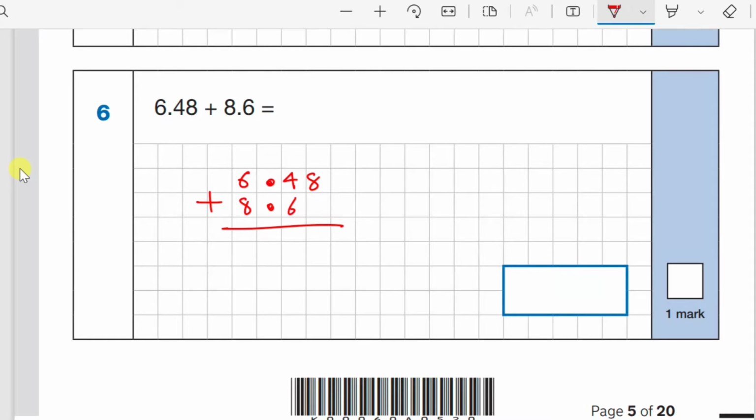Now then we just fill in the blanks with zeros. So we've got 8 plus nothing is 8, and just put decimal point here again. 4 plus 6 is 10, so 10, 0 carry the 1. And then 1 plus 6 is 7, 7 plus 8 should give us 15. And then because it's normal numbers, just write 15 like that. Okay, and then we write over here, 15.08. Good.